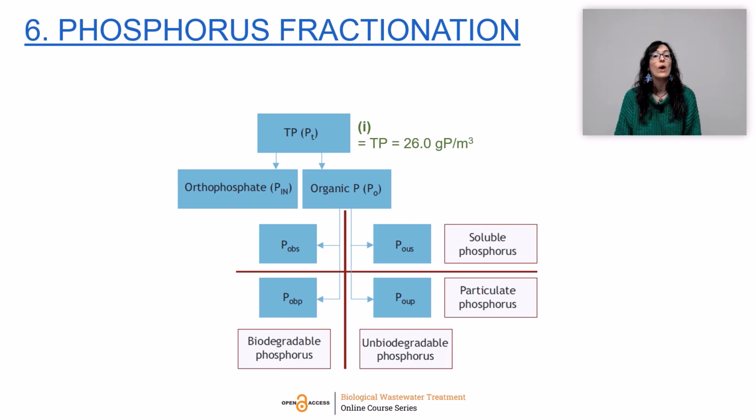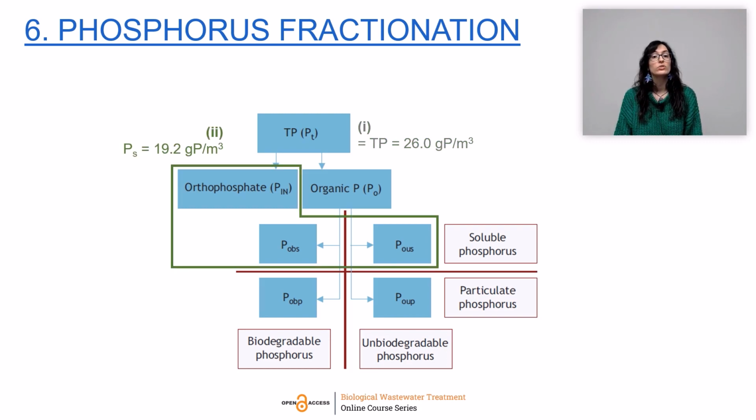First, we know how much is the concentration of the total phosphorus since it has been given by the exercise. We also know what is the concentration of soluble phosphorus because it has also been given by the exercise. This concentration corresponds to the sum of the inorganic phosphorus or orthophosphate plus the soluble organic phosphorus.